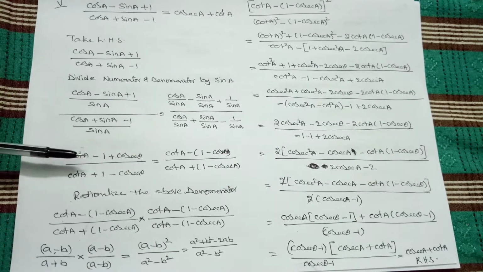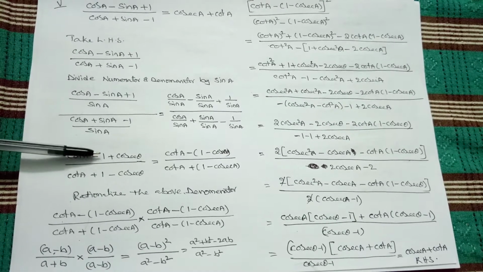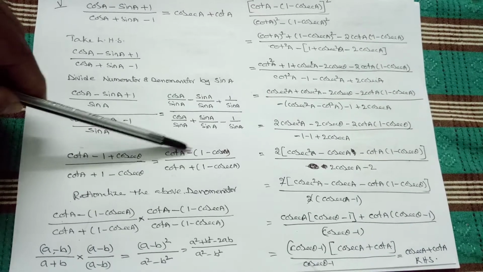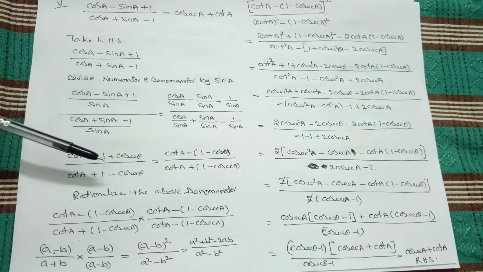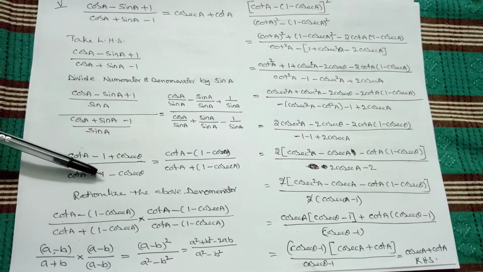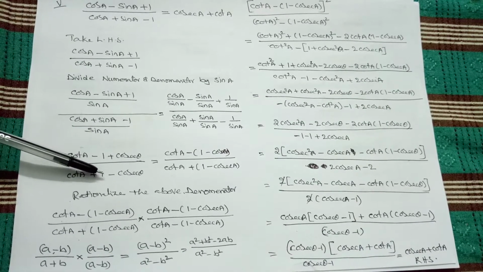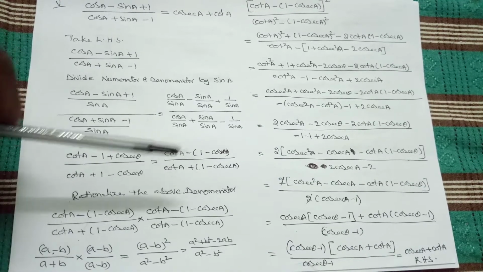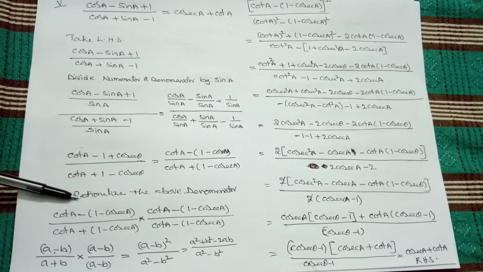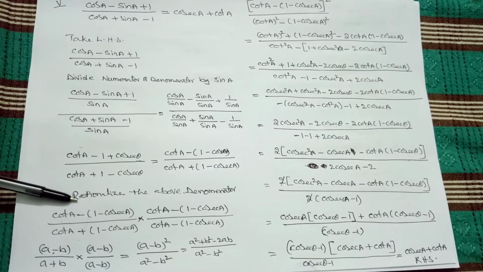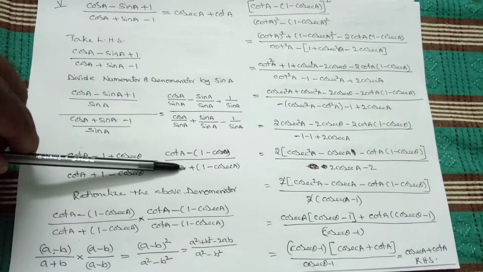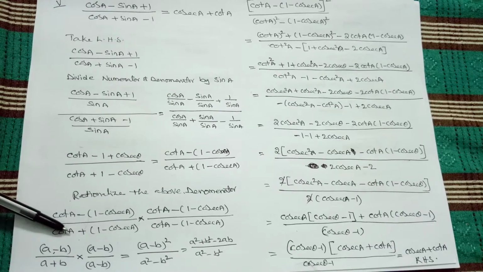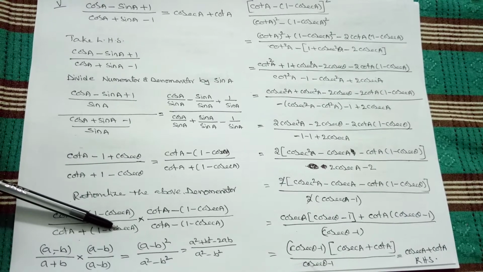Okay, now cot A, you take minus common from the two terms in the numerator. Therefore, minus common (1 minus cosecant A) by cot A plus, here also you can write as it is, 1 minus cosecant A. Rationalize the above denominator. So this denominator is going to be rationalized. Now here cot A plus 1 minus cosecant A.